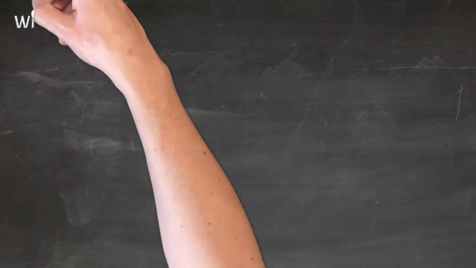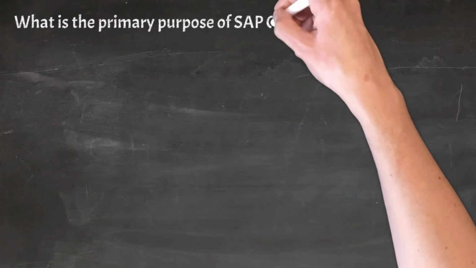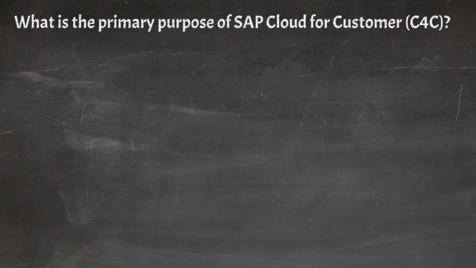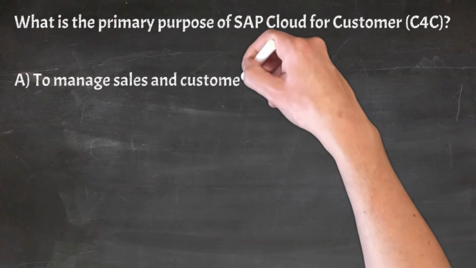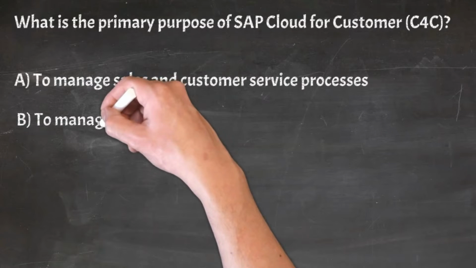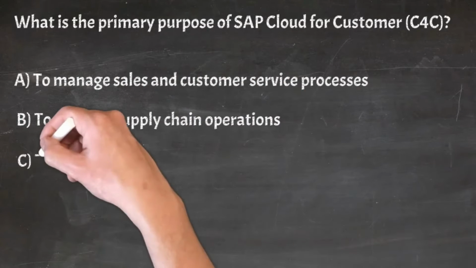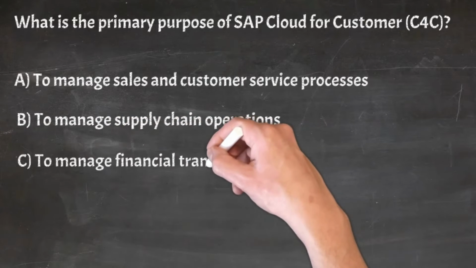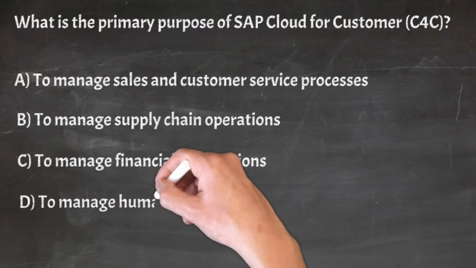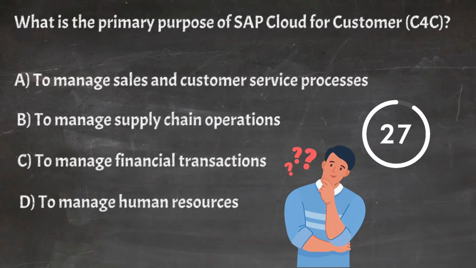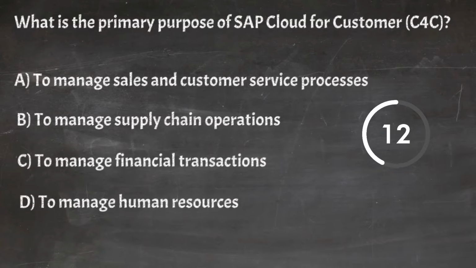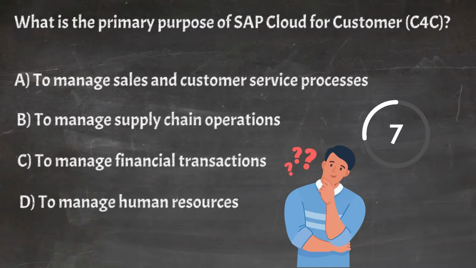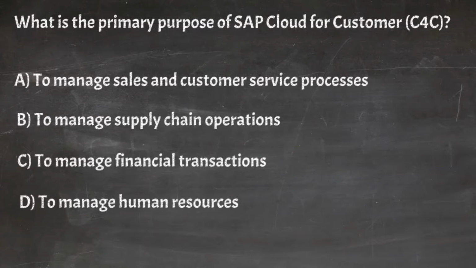Question 1. What is the primary purpose of SAP Cloud for Customer C4C? A. To manage sales and customer service processes. B. To manage supply chain operations. C. To manage financial transactions. D. To manage human resources. Correct answer A.